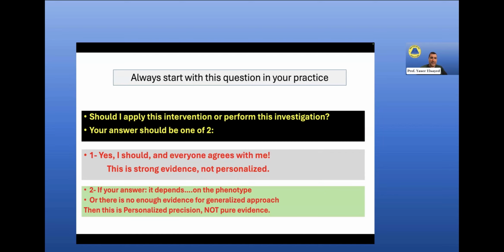But if your answer is "it depends," or it depends on the phenotype or the underlying consequences, then it is not pure evidence. It is phenotypical application, or personalized or precision-based medicine. If there is not enough evidence for a generalized approach in this condition, then it is personalized precision, not pure evidence.